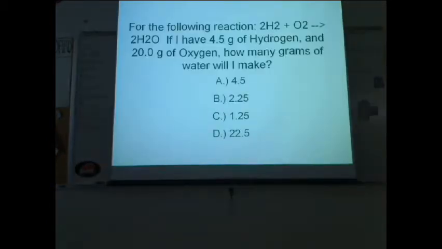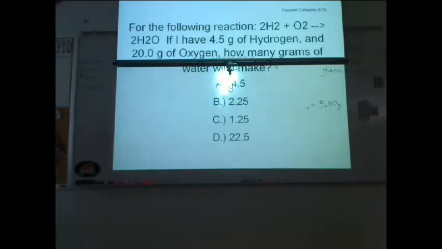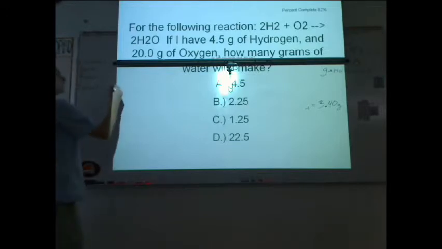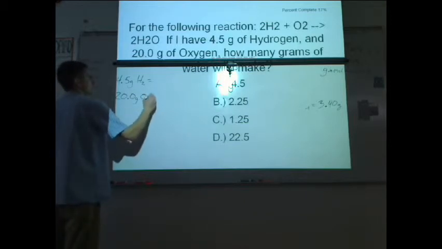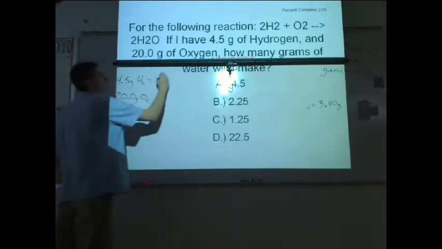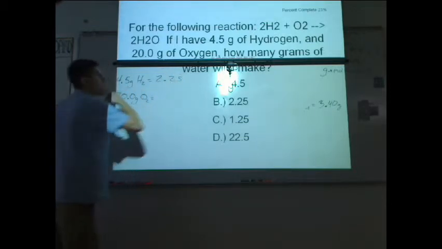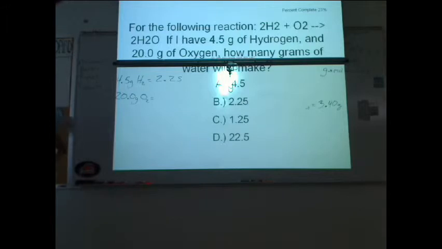All right, give this one a shot. Now again, I just added one extra step. This one now you got to go grams to moles. But it's still the same exact thing. And luckily you all know how to do grams to moles. So, first things first, grams are no good at all. Got to turn these to moles. So 4.5 grams of hydrogen turns into how many moles of hydrogen? How about 2.25? Because it's H2. Okay, what about oxygen? What's that going to turn into?